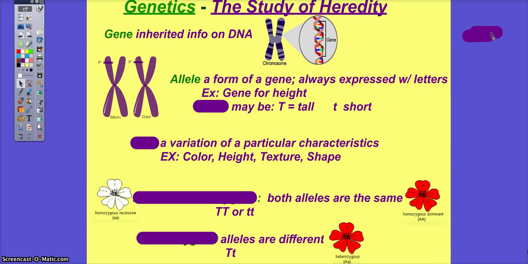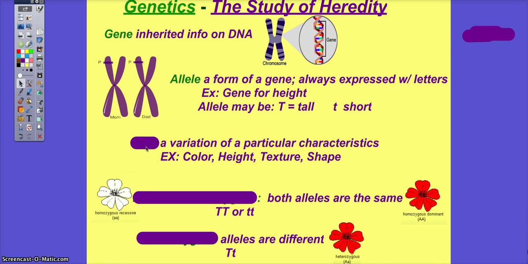How do you pronounce that? Allele. How do we express alleles? They represent genes. How do we express them? Using letters. Good. And in this case, it's going to be capital letters and lowercase letters. So alleles are a form of a gene, and they express genes with letters, and the letters are only going to be capital or lowercase.